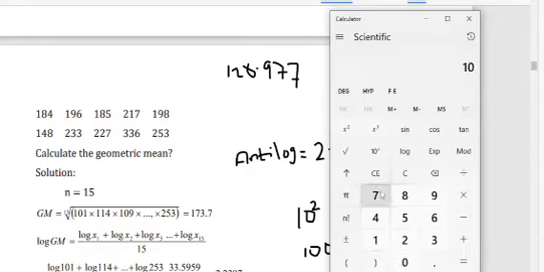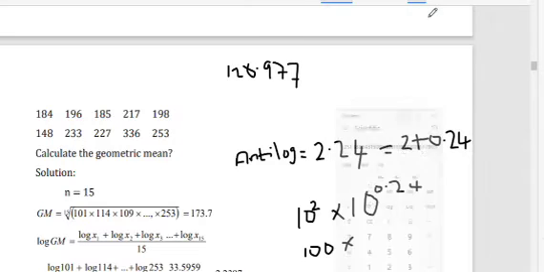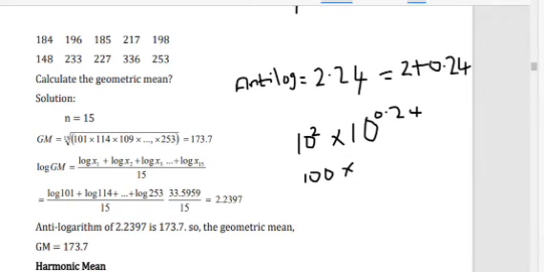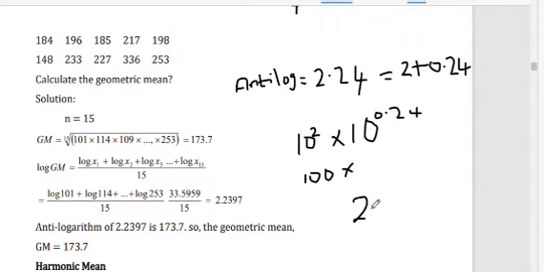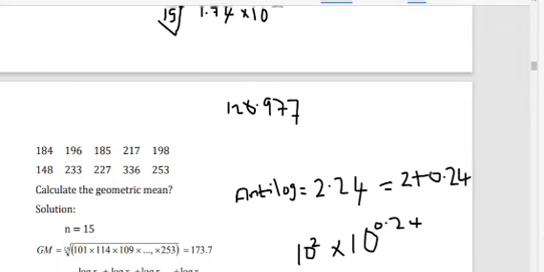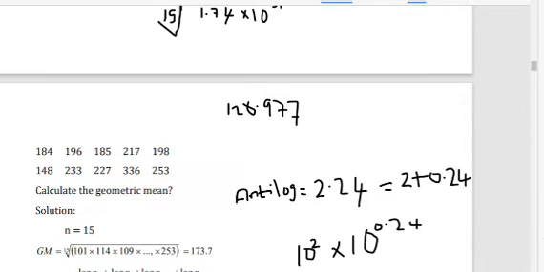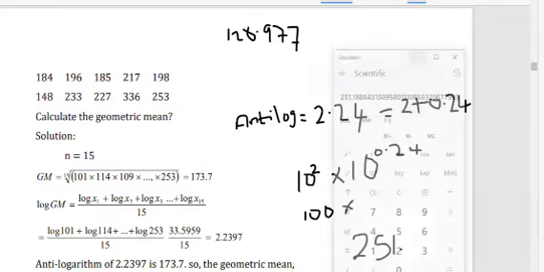10 raised to power, where's my raised to power? Okay. Oh, this is actually anti-log here. I didn't even see. 10 raised to power 0.24. That's equal to this. Then multiply that by 100. So that's going to give us 251. So what I got is 251 point something. Okay, I think there is an error in their calculation here, because the values they got deviate. So you can use this to get your anti-log anyway.